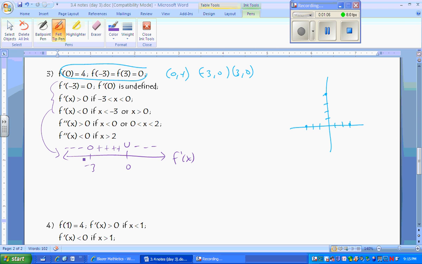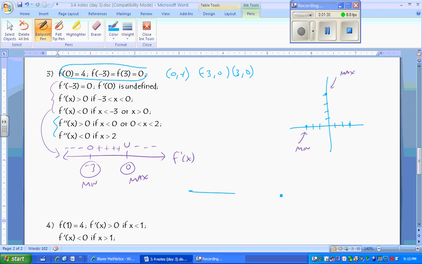So that tells us it's decreasing, then increasing at -3. So we have a minimum. And when x is 0, it's increasing before that, then decreasing. So that's going to be a local maximum. So we're going to have a maximum here, minimum there.